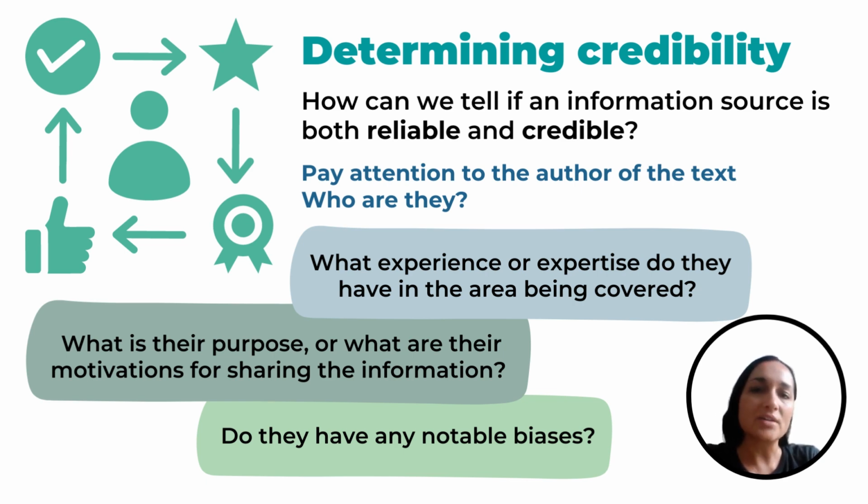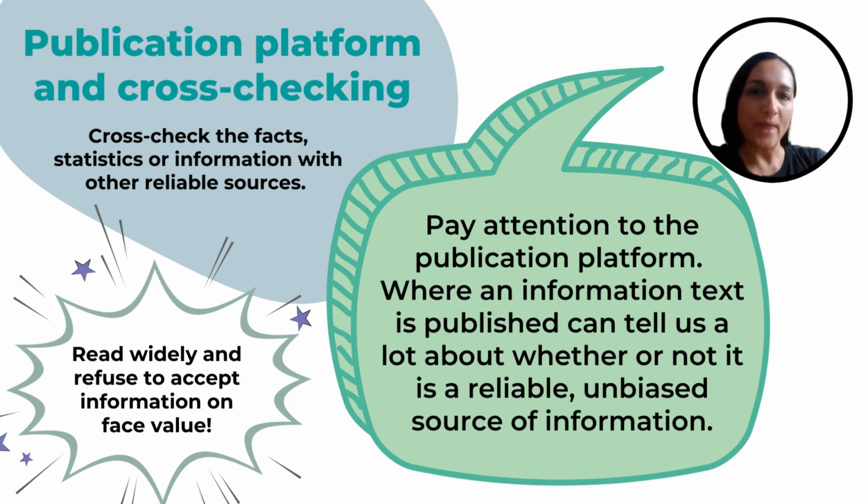Who are they? What experience or expertise do they have in the area being covered? What is their purpose, or what are their motivations for sharing the information? Do they have any notable biases? For example, some journalists may present their writing as objective and informative, but if we look at their publication history, we may be able to tell if they have any recurring tendencies to only account for one side of the argument. We can also pay attention to the publication platform.